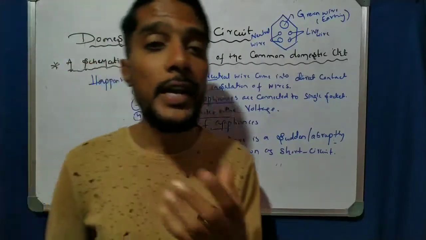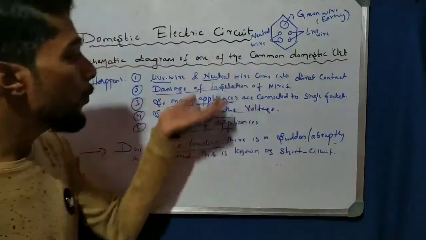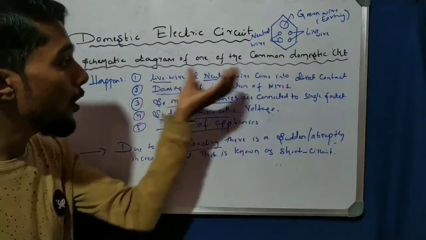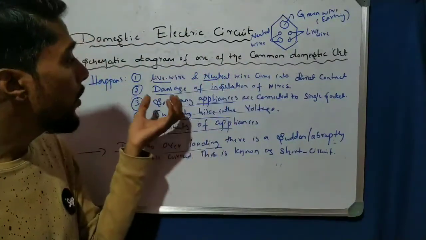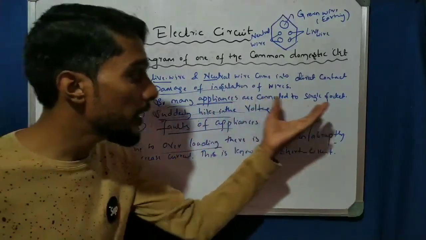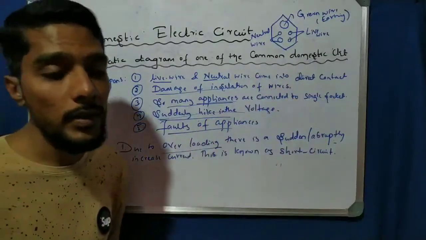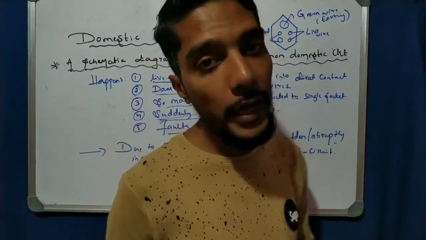So what is the reason behind short circuit? That is overloading. So why does overloading take place? Due to the contact of neutral wire and live wire, or damage of insulation of wires, or many appliances connected to a single circuit, high voltage, suddenly increasing voltage, and fault of appliances. So these are the things we learned today in this video.